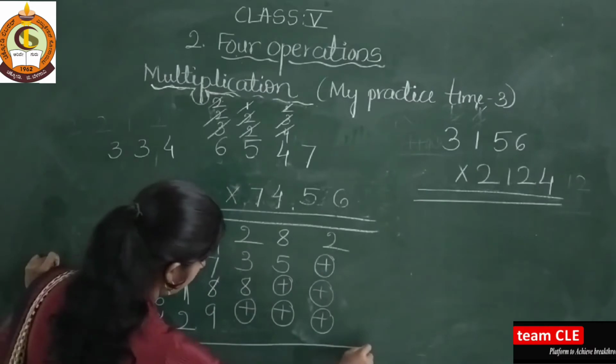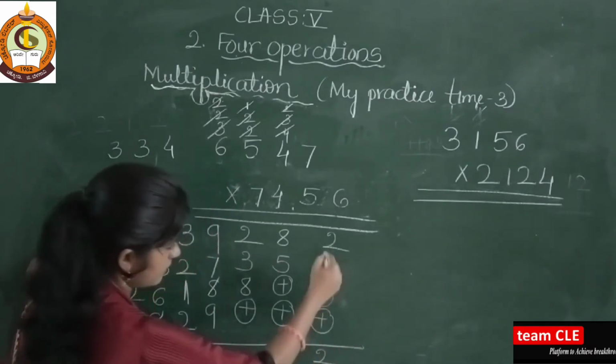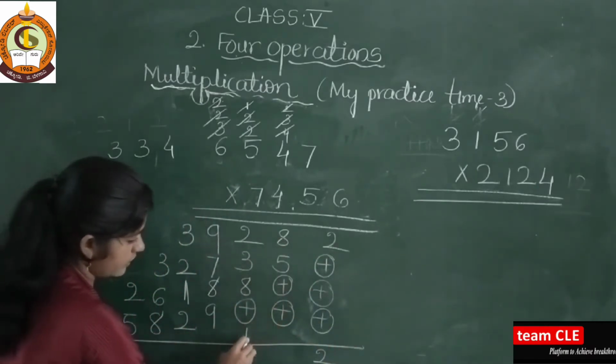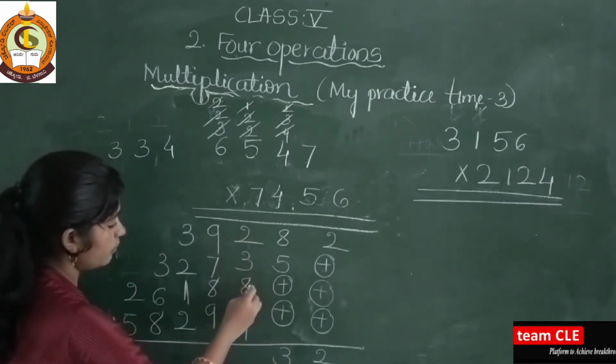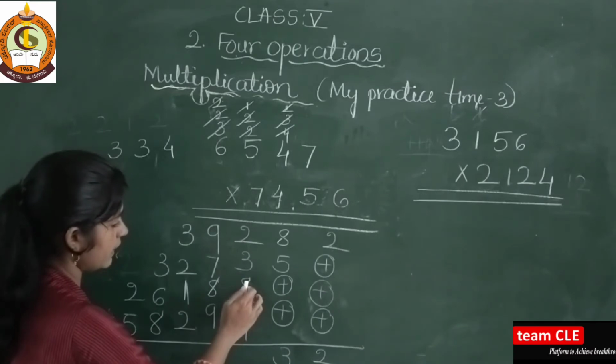Leave one place here. Now add the numbers. 8 plus 5 is 13. Next, 2 plus 3 is 5. 5 plus 8 is, how much here? 13.